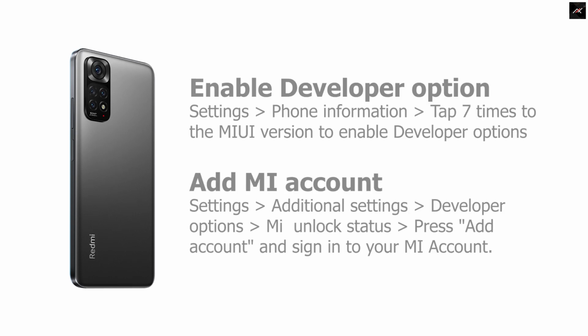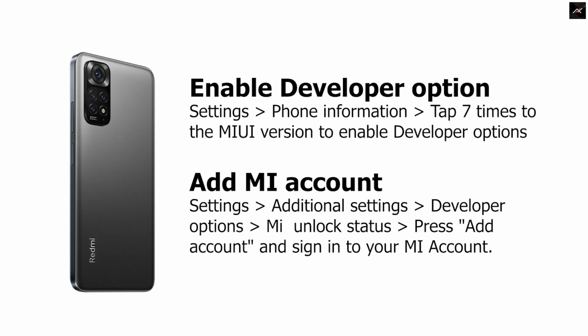On the phone side, you need to enable developer option. So go to settings, phone information and tap 7 times on the MIUI version to enable the developer option.